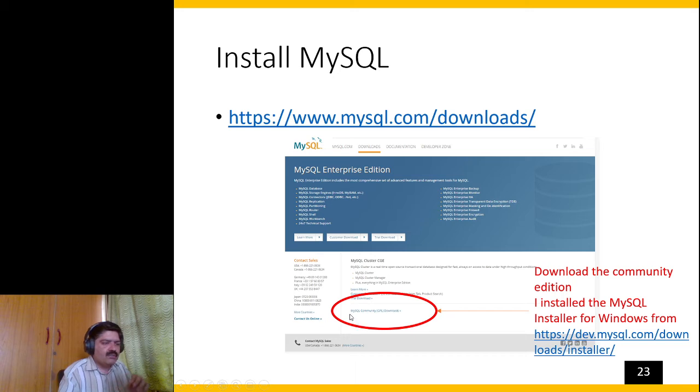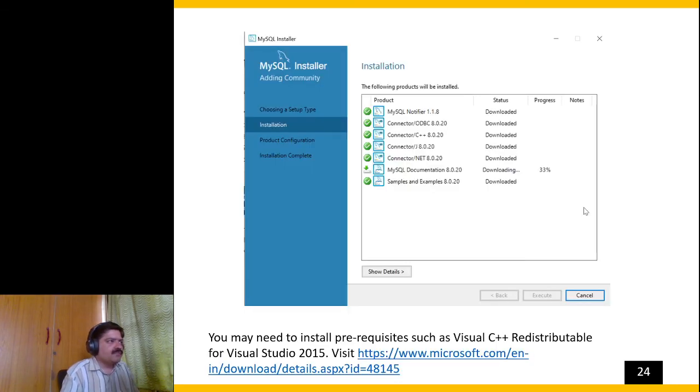Please ensure that you will see a tiny link when you download it, somewhere down in the page, which talks about community downloads. I have installed a community edition of MySQL for Windows on my laptop. So please go ahead and download the latest version. When you do this, you might also have to install some prerequisites depending on the operating system that you use. Please remember to install them as well.